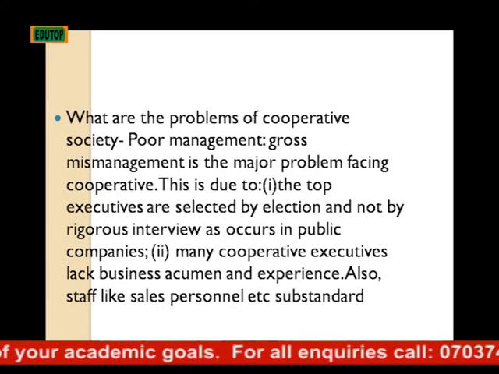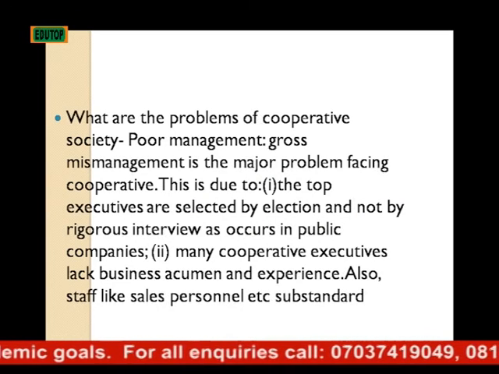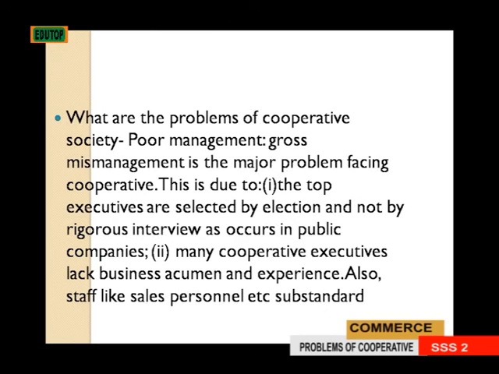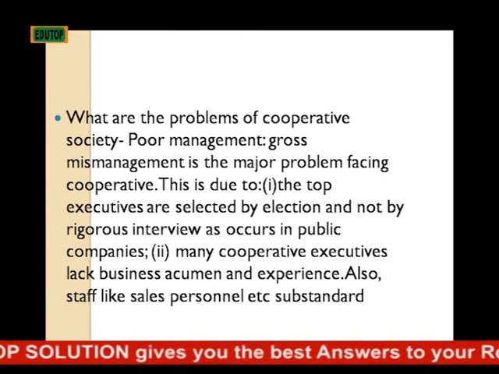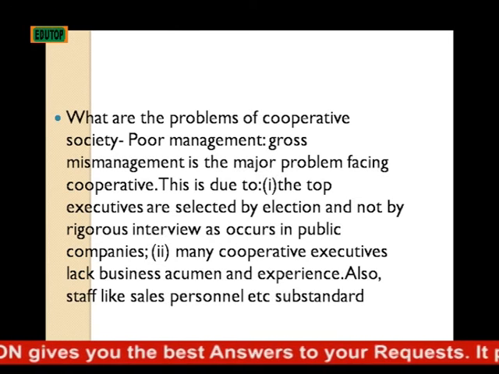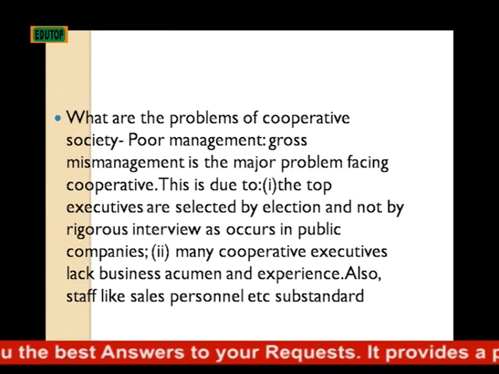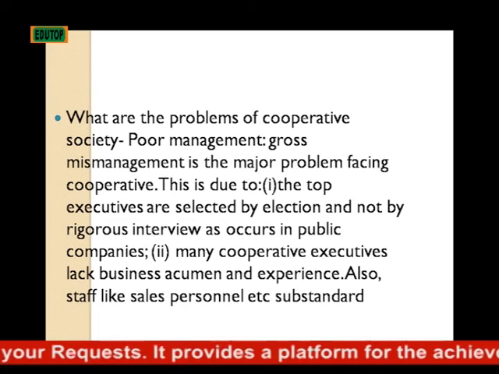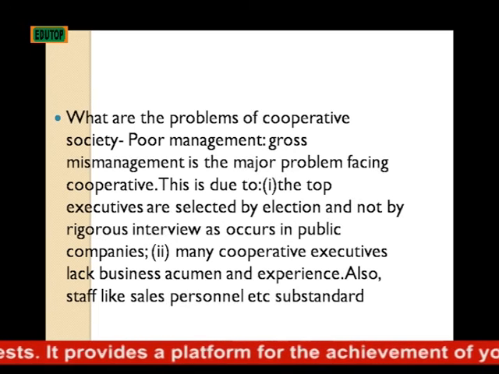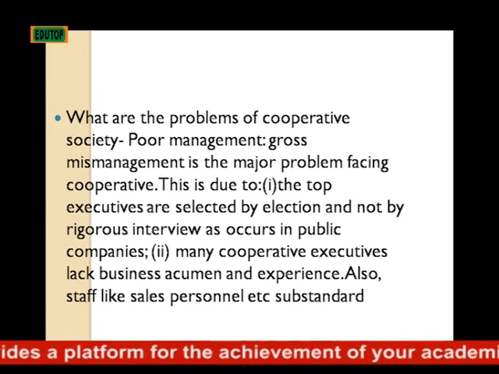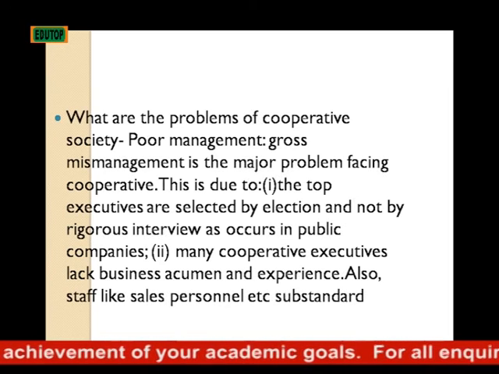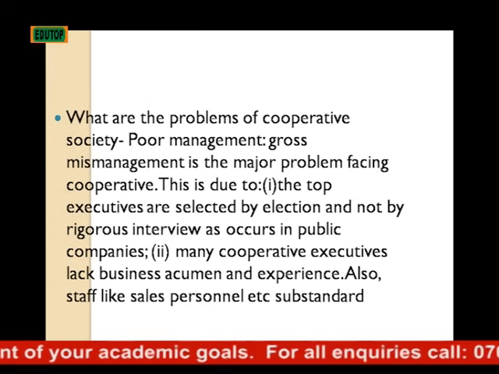Another question, what are the problems of cooperative society? 1. Poor management among the management. Gross mismanagement is the major problem facing cooperatives. This is because the top executives are selected by election and not by rigorous interview as occurs in public companies. Also, many cooperative executives lack business acumen and experience. Also, staff like sales personnel are substandard.